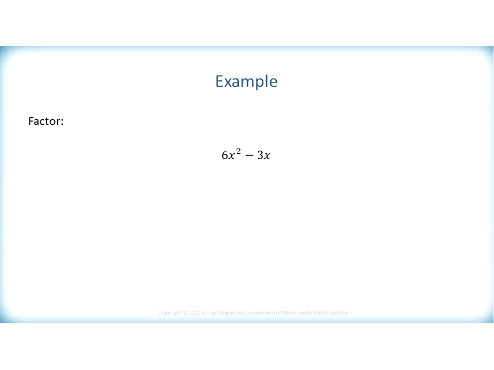Let's have a look at the next one. There is a common factor here of 3x. What is left inside is 6x squared divided by 3x, which will be 2x, subtract 1, since 3x divided by 3x would give us 1.